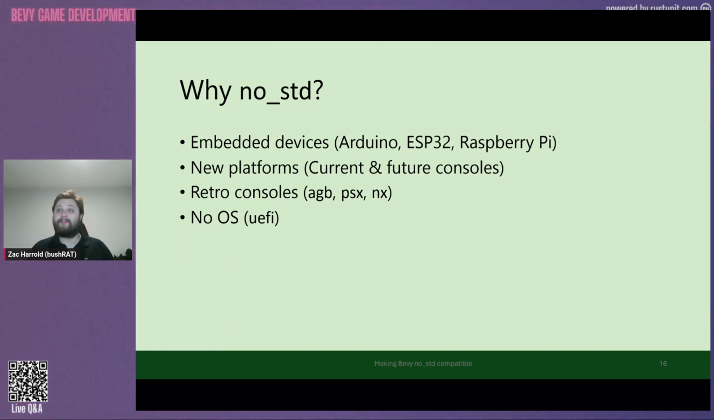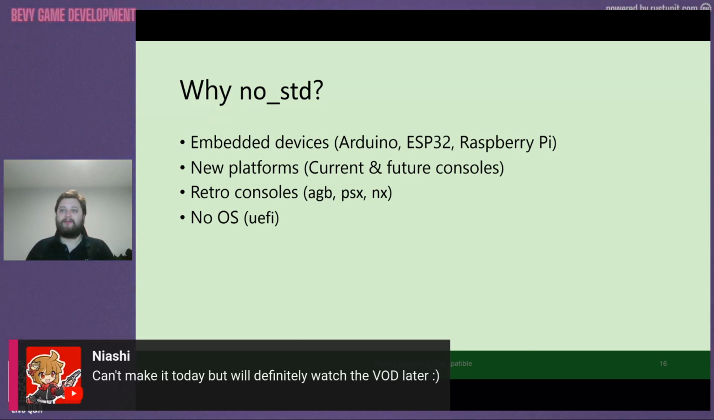Those kinds of crates allow us to compile and run games in very esoteric platforms, but they don't support the standard library. So if we could make Bevy no STD compatible, suddenly it's not just Rust that we've got available on those platforms. We've now also got a modern high-performance ECS-backed game engine and all of the community that comes with that game engine available for those platforms.